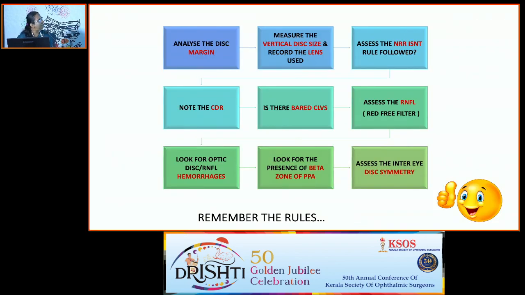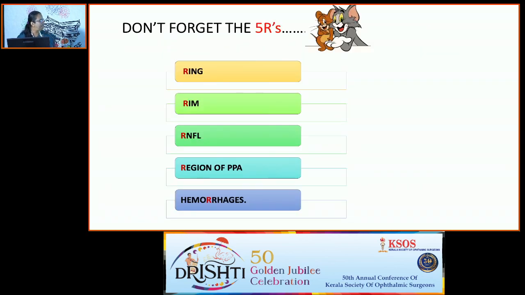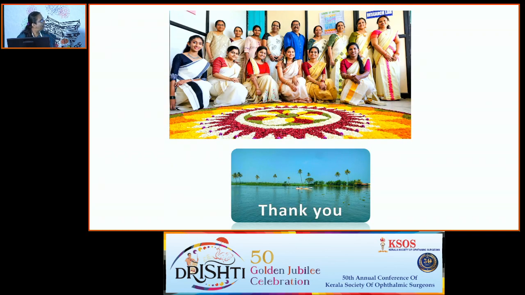So now, take-home messages: analyze the disc margin, measure the vertical disc size, and the NRR should be looked into, not the CD ratio. Are there any vessel signs denoting an increased cup? Assess the RNFL. Look for optic disc or RNFL hemorrhages. Look for the presence of peripapillary atrophy. And all these things you compare with the other eye for symmetry or asymmetry, whatever the case is. So these are the 5 R's which you should not forget. And thank you.